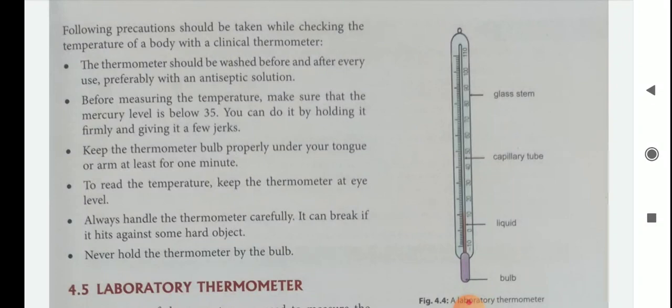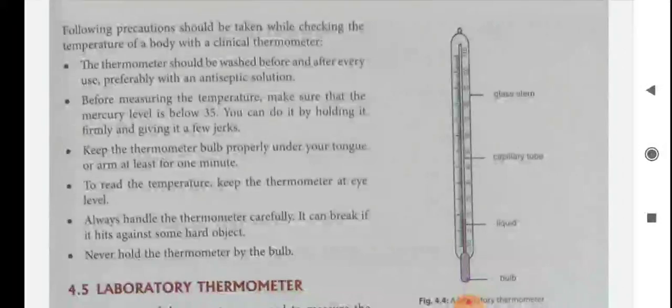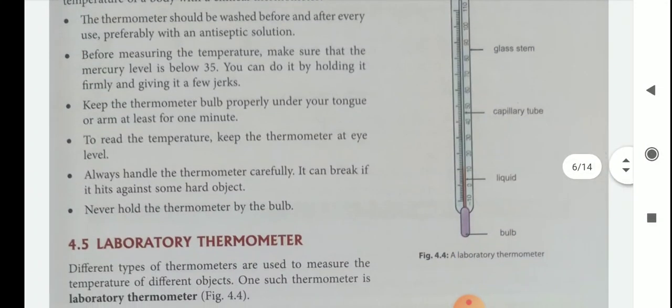Keep the thermometer bulb properly under your tongue or arm at least for 1 minute. To read the temperature, keep the thermometer at eye level. Always handle the thermometer carefully. It can break if it hits against some hard object. Never hold the thermometer by the bulb. Okay, so these precautions we should follow.